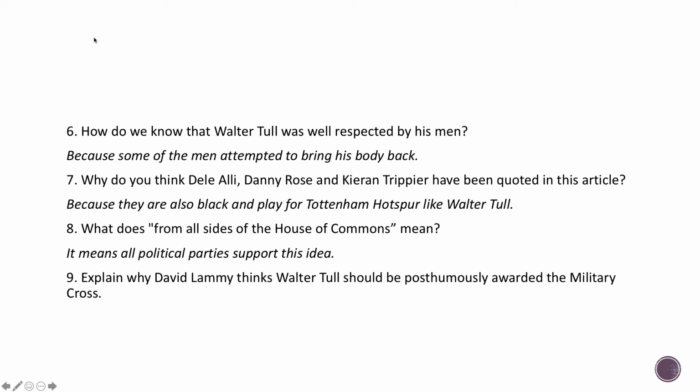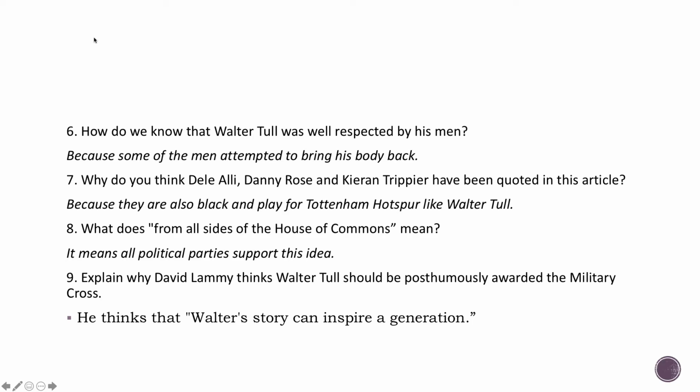So why does David Lammy think Walter Tull should be posthumously awarded the Military Cross? Posthumously means after death. Okay, so the reason he puts forward is that, as he says, he thinks Walter's story can inspire a generation.